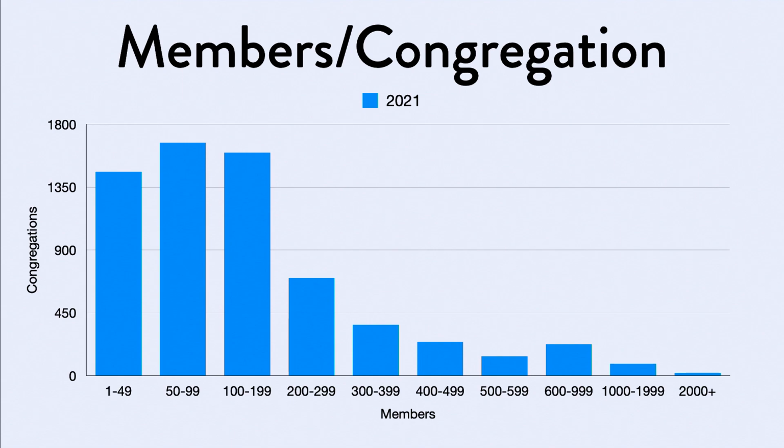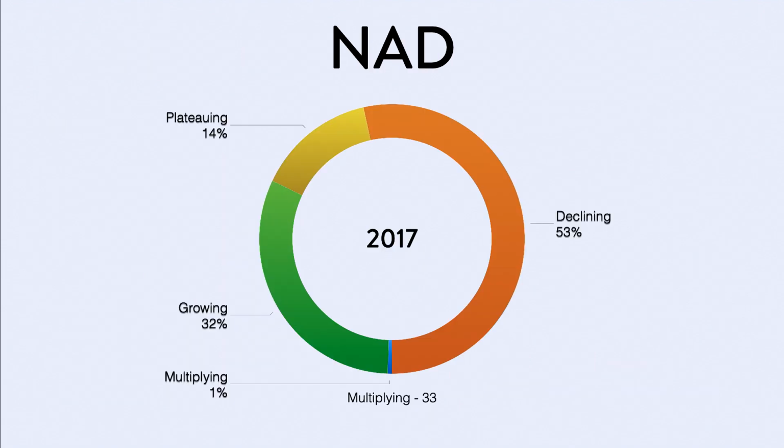So here's the distribution of the size of our congregations. Clearly a lot in the 1 to 200 size. Surprisingly, quite a few in the hundreds, up to 1,000. Notice the 600 to 999. All right, let's dive into the actual statistics.